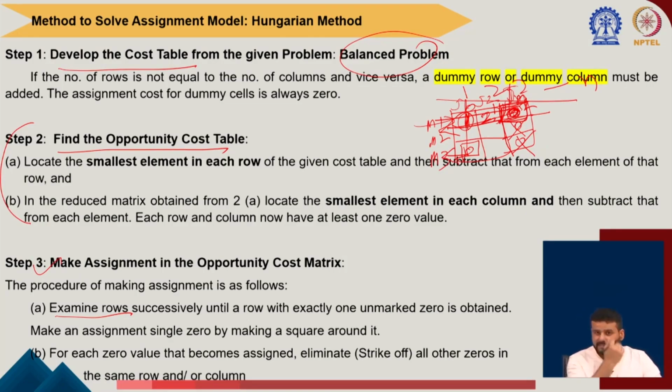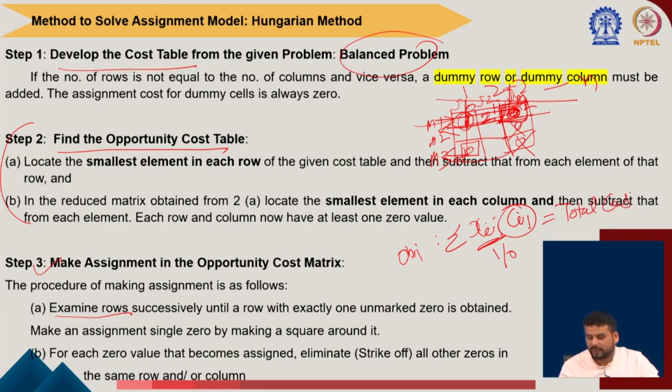Once the assignment is done, what was our objective function? Our objective function was the summation of xij times cij, right. So wherever we are assigning, we will write 1. If it is not assigned, we will write 0, and the particular cell value will be multiplied. So we will find out the total cost. Once we achieve the optimal solution, this cost will be the minimum cost, right.